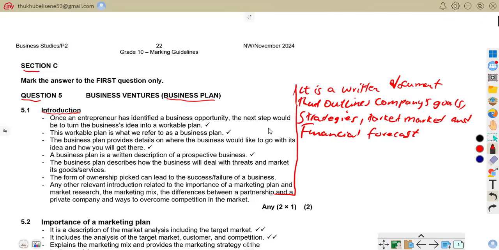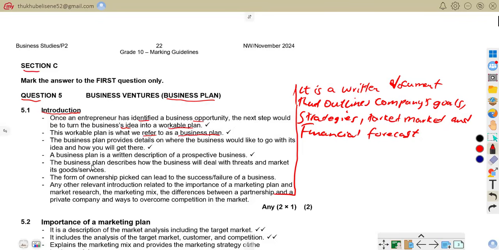So now we can come to the points that we are given here on our answers. They said once entrepreneurs identify the business opportunity, the next step would be to turn those ideas into a workable plan. So when you identify a business opportunity, after that you're going to turn that idea into a workable plan. You're going to implement it. So this workable plan is what we refer to as a business plan. So the workable plan is what? It's a business plan, once it is workable.